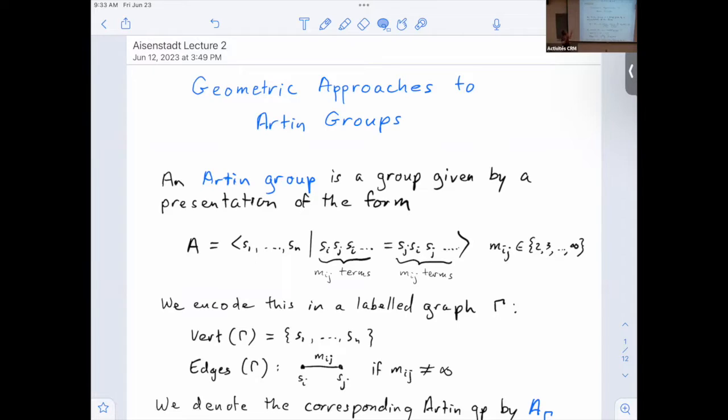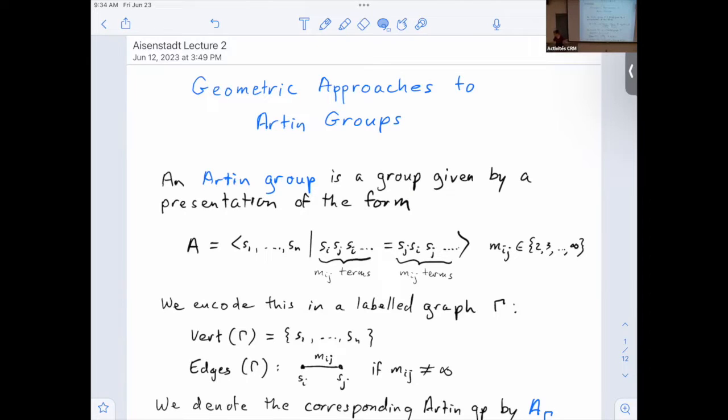Geometric approaches to Artin groups. So what's an Artin group? It's a group given by a presentation of a certain form. We have finitely many generators, and we have relations of a certain type. For any two generators, Si and Sj, we specify an integer Mij, or it can be infinity. If it's not infinity, we write down a relation: an alternating product of length Mij equals the other alternating product of length Mij. If it is infinity, there's no relation.